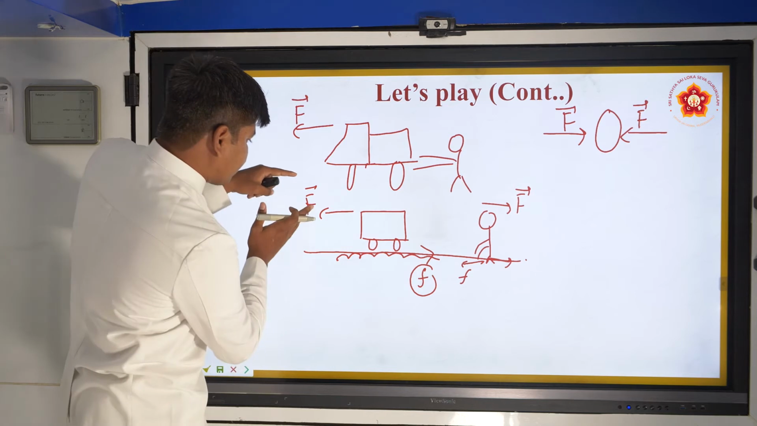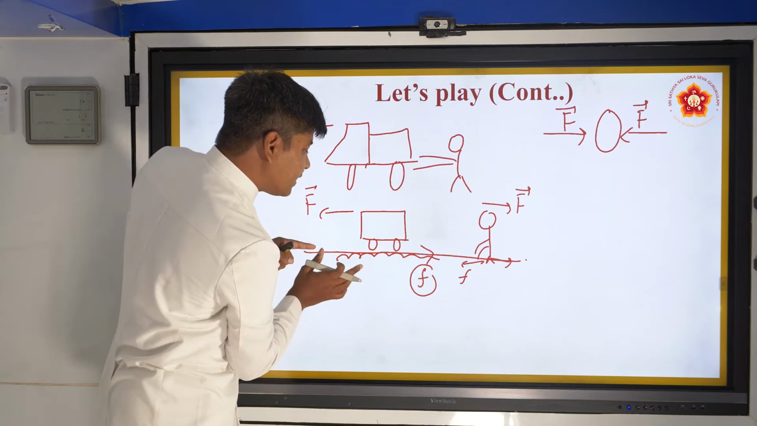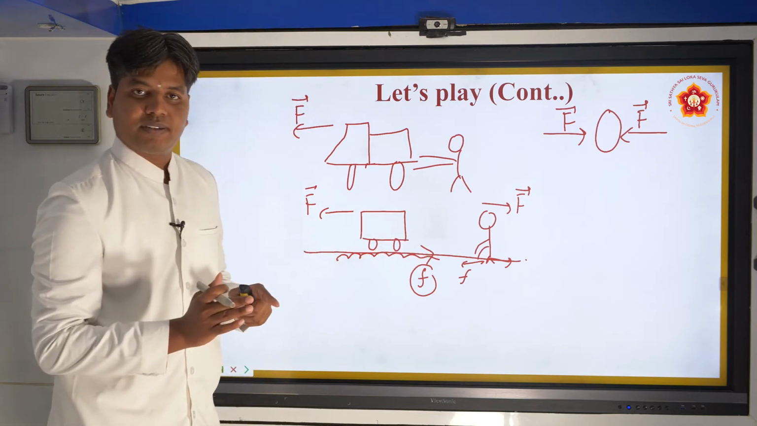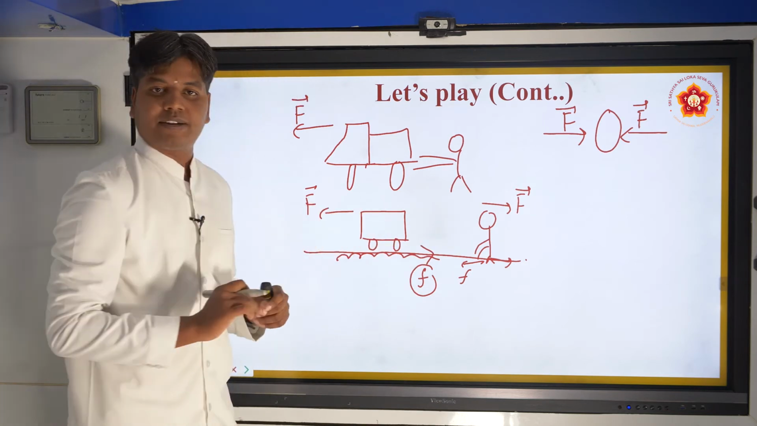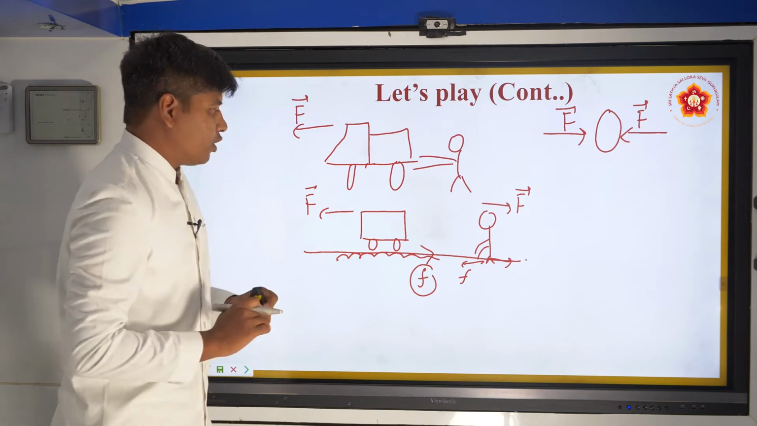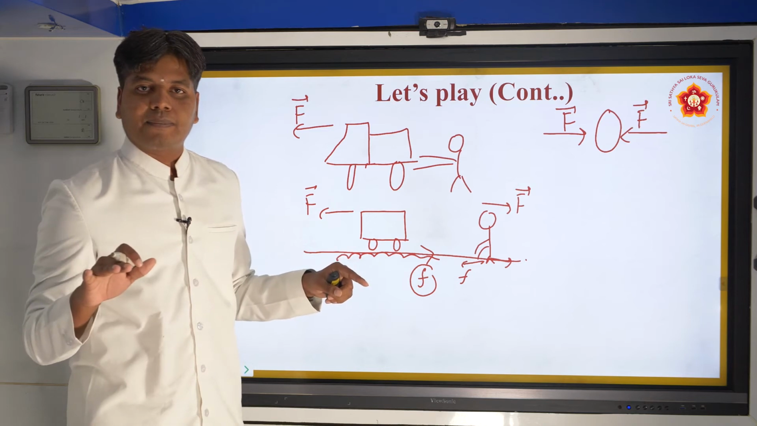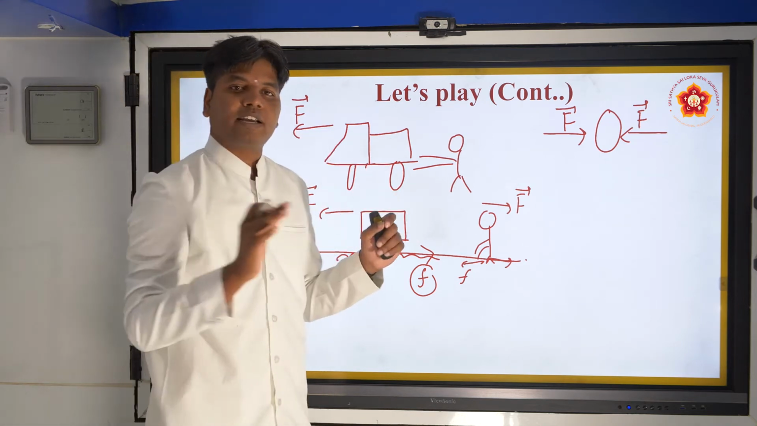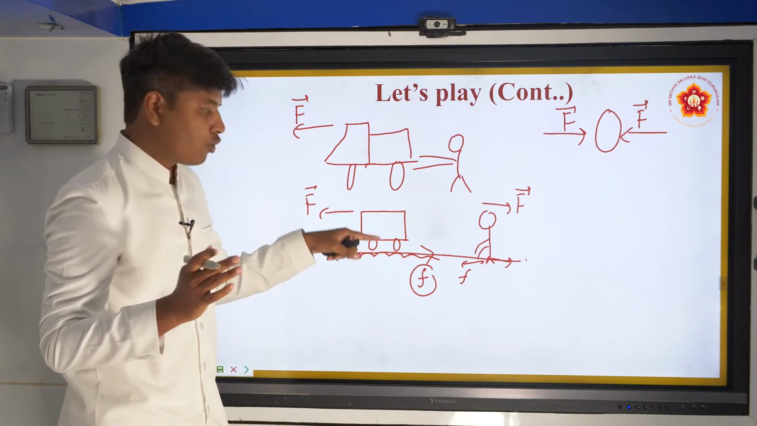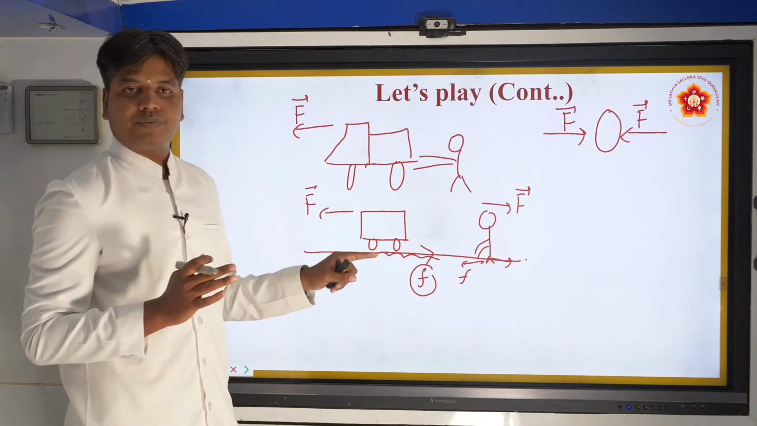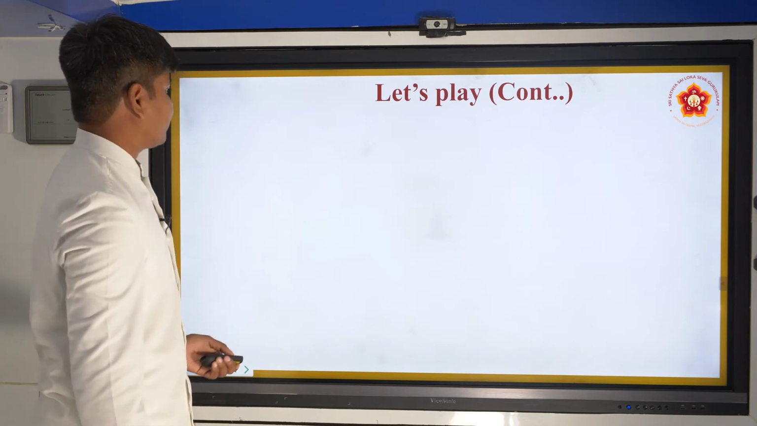So what we want to say is that the force you are applying is balanced by the frictional force offered by the ground, not by the reaction force offered by the truck. Understood? If there is absolutely no friction, then if you just touch it, the truck may move. In this case, there is friction. Because of this friction, it is not able to move. That is our answer. Let us see how we have written the answer.